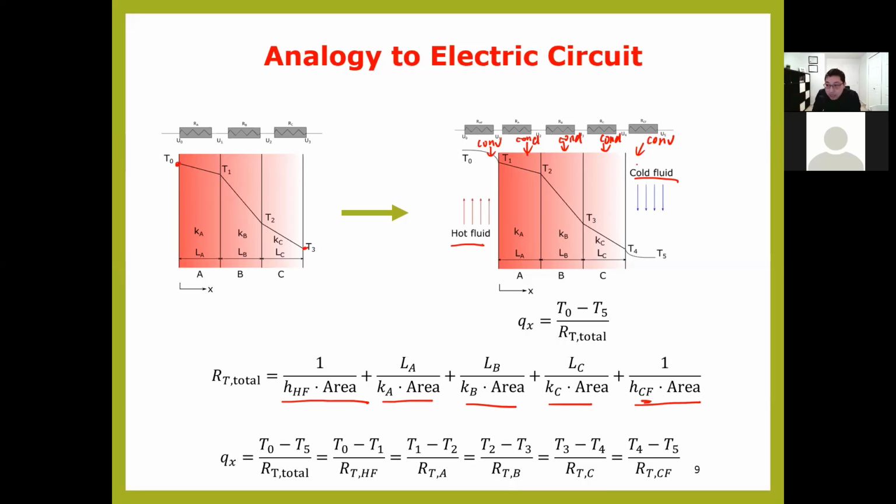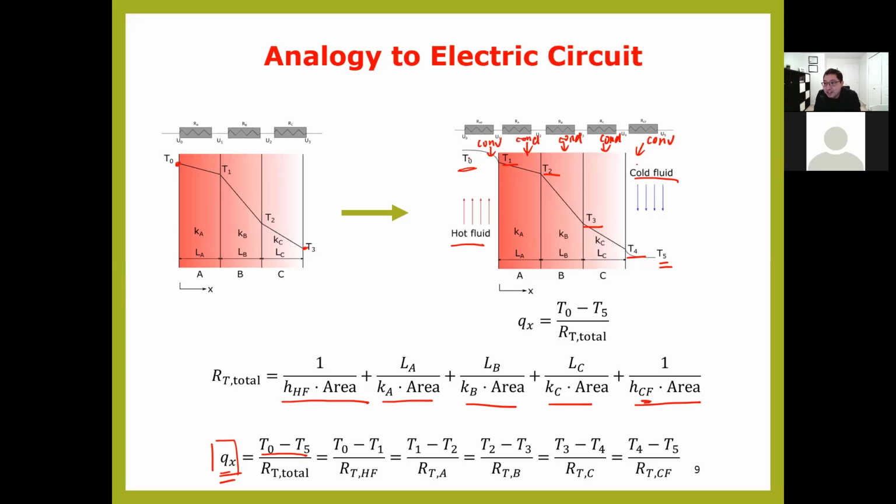Once you have the total thermal resistance, calculating the heat transfer rate is so easy, right? It's equal to the overall temperature difference, which is the driving force, T0 minus T5, divided by the total thermal resistance. Once you have Qx, again, you can calculate T1, T2, T3, and T4 using the same method as we demonstrated previously for the conduction case. And then once you have all of these temperatures, you will know the temperature distribution within the wall.